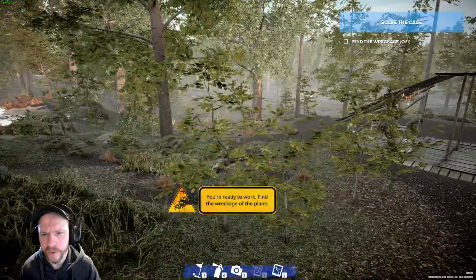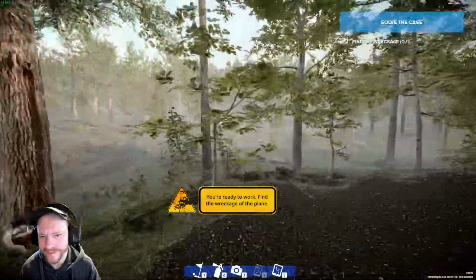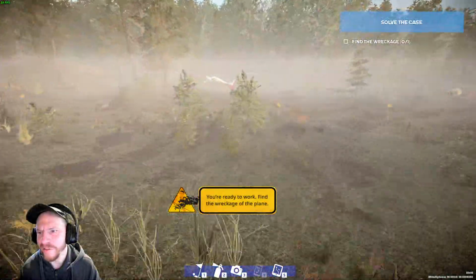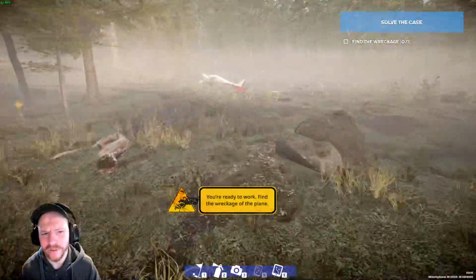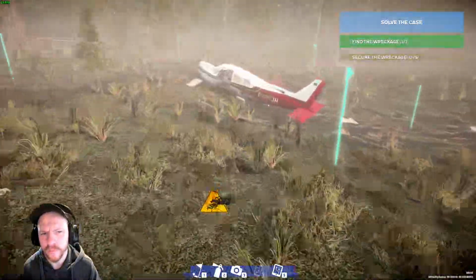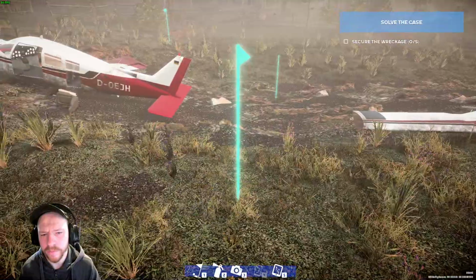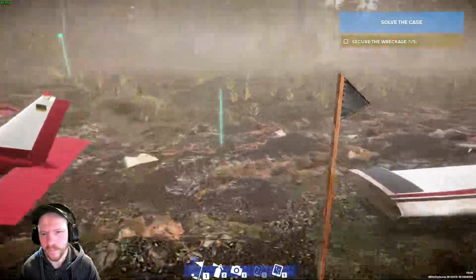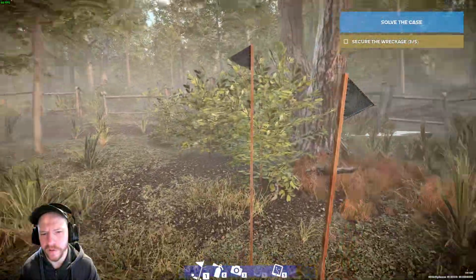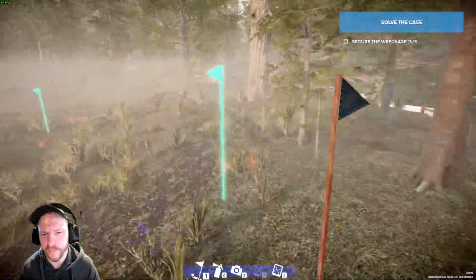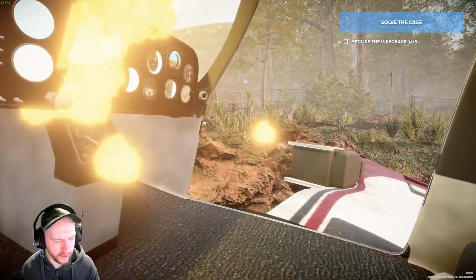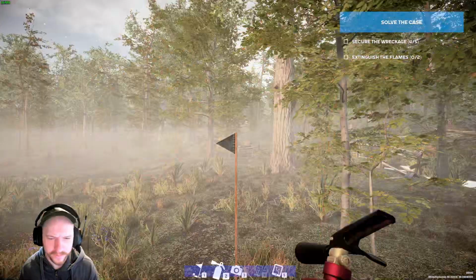Okay, we got a little festival camp. There it is. I see it through the trees. Beautiful. Right. So we've found the wreckage. We're now already looking for evidence to secure. There's a lot of it. There's a lot of evidence to secure. I'm already seeing stuff over the side. Oh, it's on fire. We gotta put this out.